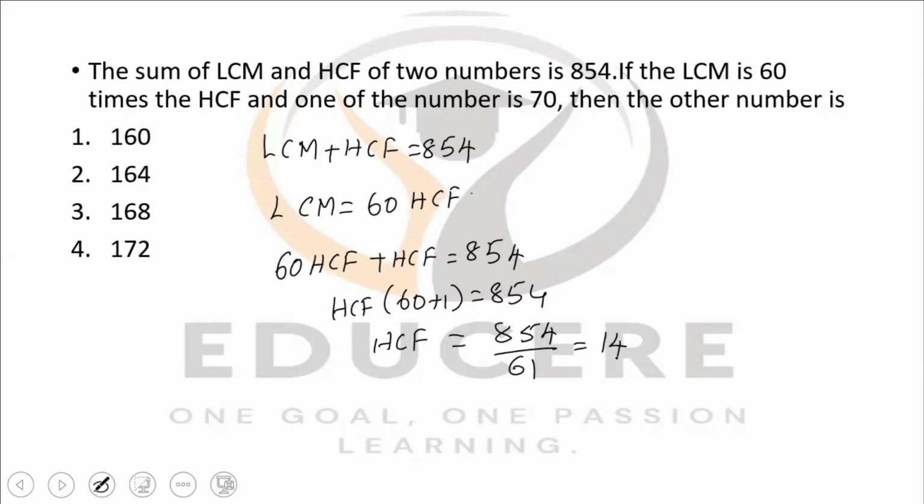So we have got the value of HCF as 14. Then LCM is 60 times 14. And also given that one of the numbers is 70, then the other number. There is a property that the product of two numbers is equal to the product of their LCM and HCF. So if one of the numbers is A and the other number is given as 70, then their product is equal to the product of their HCF.